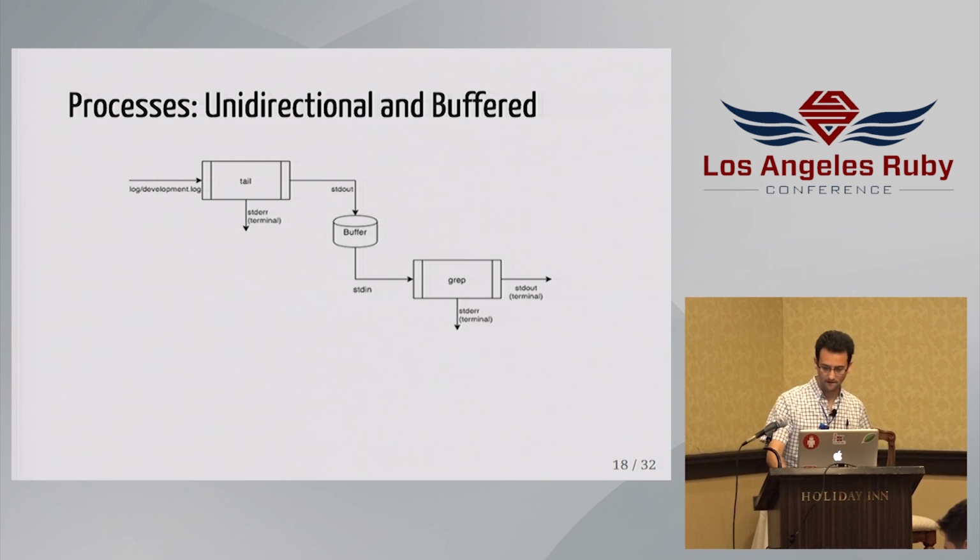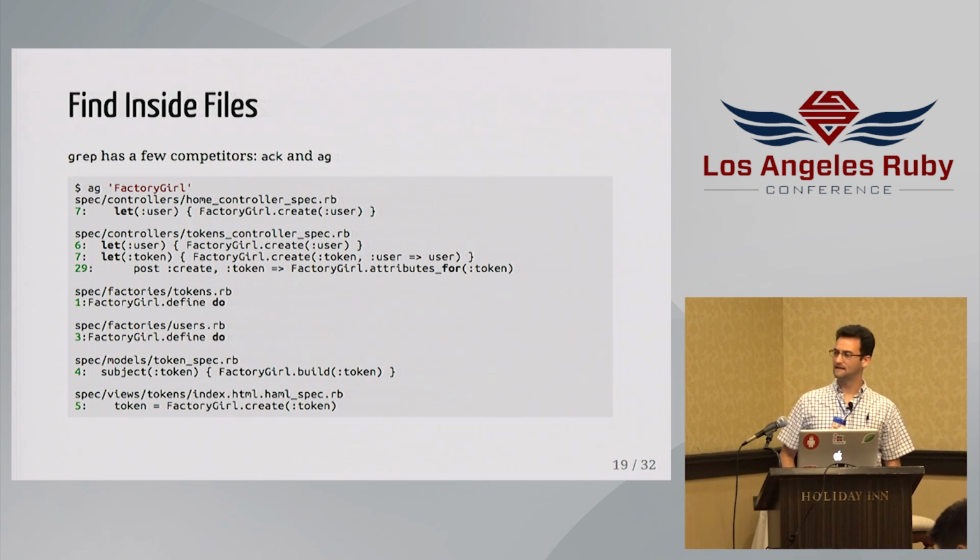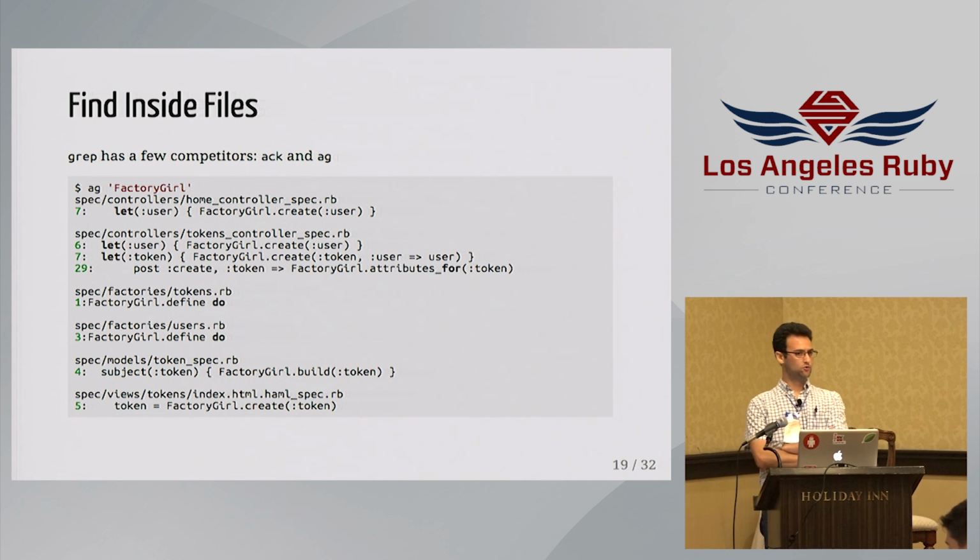All right, let's do more examples. Finding inside files is something that we usually do as programmers. You want to refactor a method, you want to see which classes are using some other class maybe, and grep is great for that. It can be kind of slow, especially if you have a large code base. And it has a few competitors. There's ack and ag.